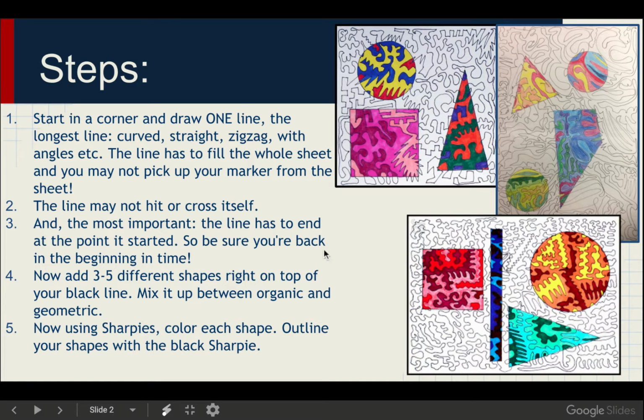Once you're done with that, you are then going to create 3 to 5 different shapes right on top of your black line. You do want a mix of organic and geometric. Now, if you are creating shapes like a circle, you need to trace something that is a perfect circle. If you are creating shapes that have straight edges, like triangles or squares or rectangles, you need to use a straight edge, so it needs to be straight. You then outline that with a black Sharpie, and now you add color only inside your shapes. So that's where it gets kind of fun.